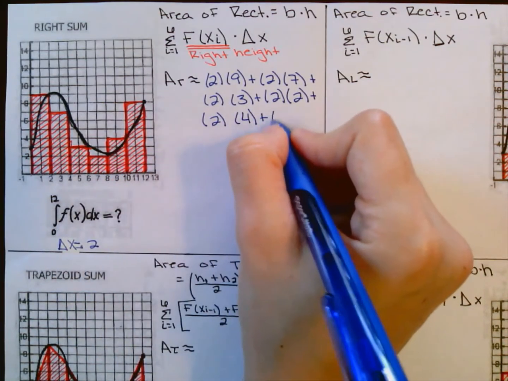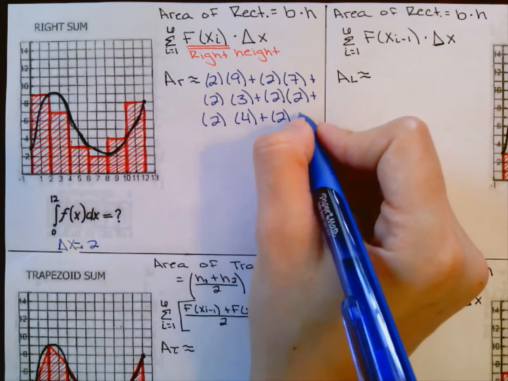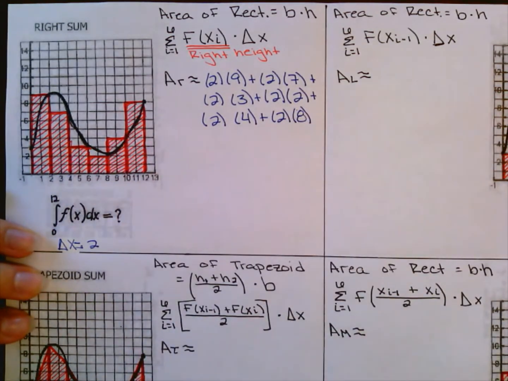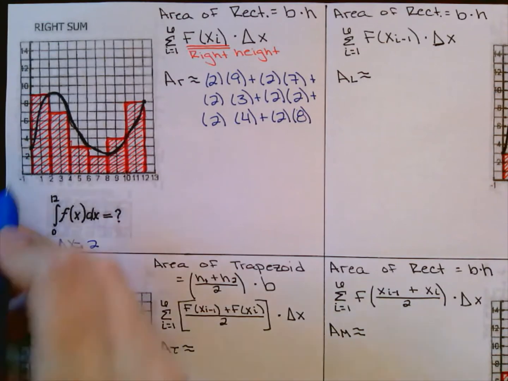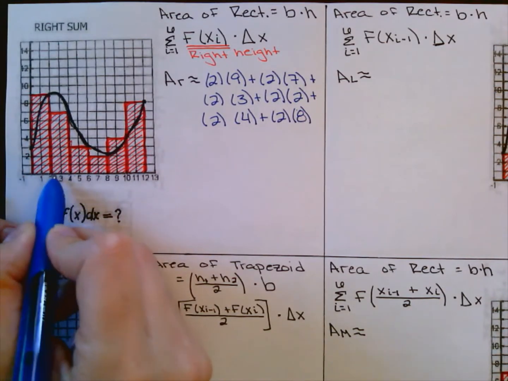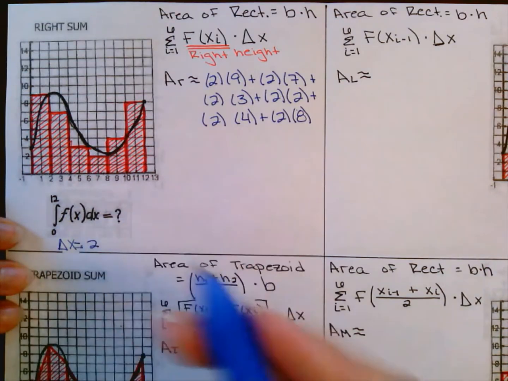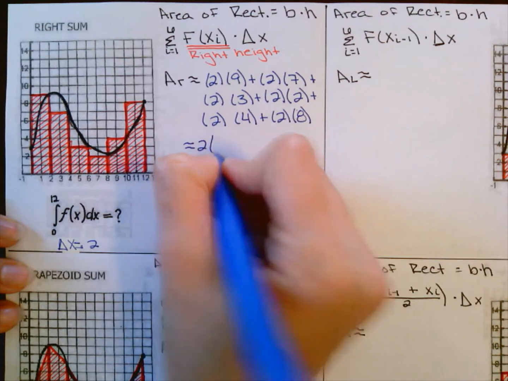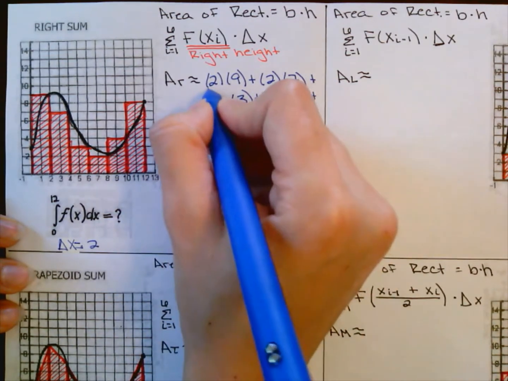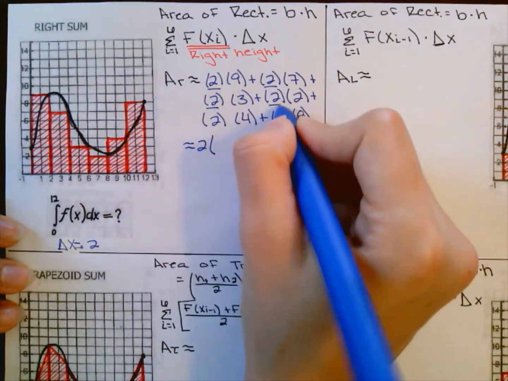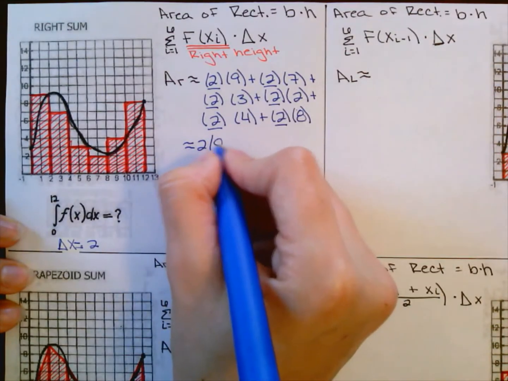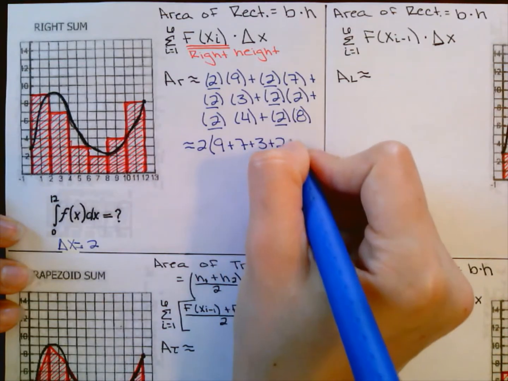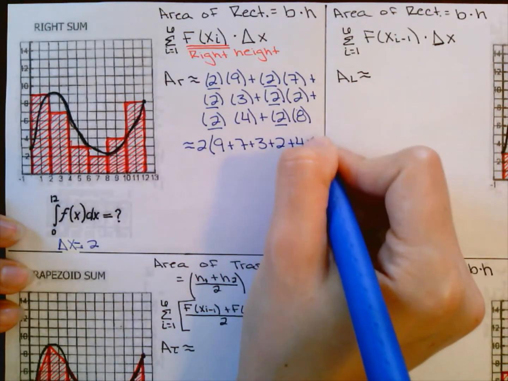And on the last one, my base is 2, and my height according to the right is 8. Okay, now that's a lot of arithmetic there. If you notice, whenever in a Riemann sum the base is the same throughout the entire question, then I can just factor it out and say 2 times, I'm factoring out all of these 2's, and what I'm left with is 9 plus 7 plus 3 plus 2 plus 4 and plus 8.